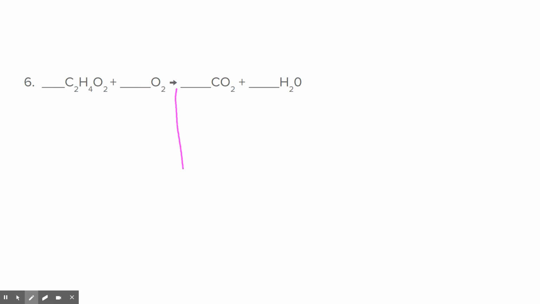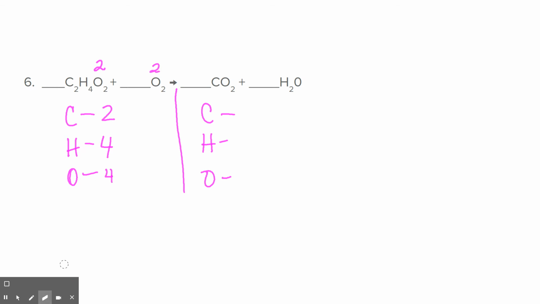For number 6, we have C, H, and O. Counting, I have 2 carbons, 4 hydrogens. For my oxygen, I have 2 here and 2 here, so that's 4 total. On this side, I have 1 carbon, 2 hydrogens, and then oxygen, 2 plus 1, so 3.